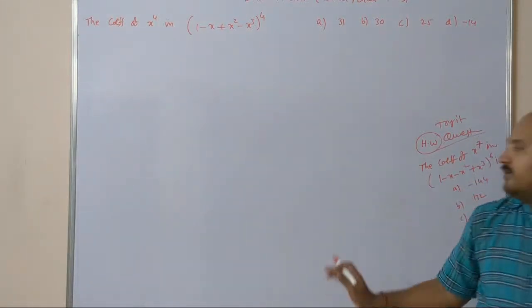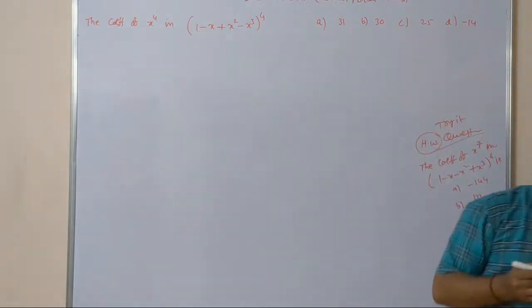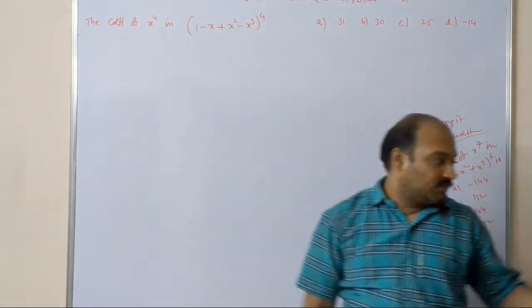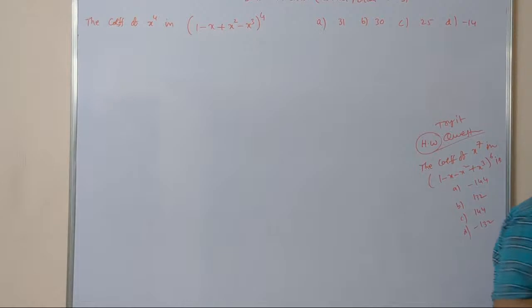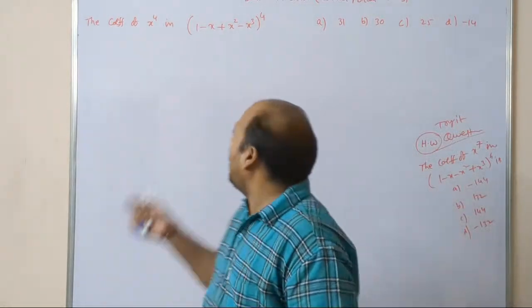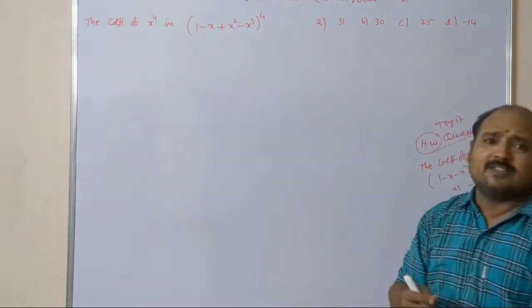You have to get it here, minus 134. We will discuss this question now. To do these type of questions, dear students, x power 4, how to expand this? 4 terms are there. It is difficult to expand.